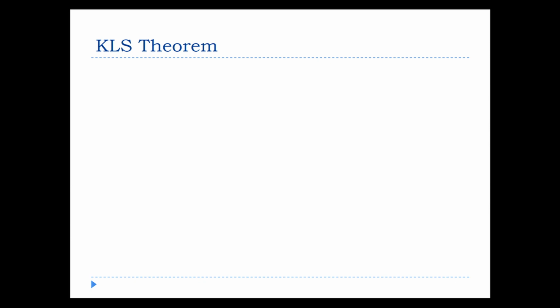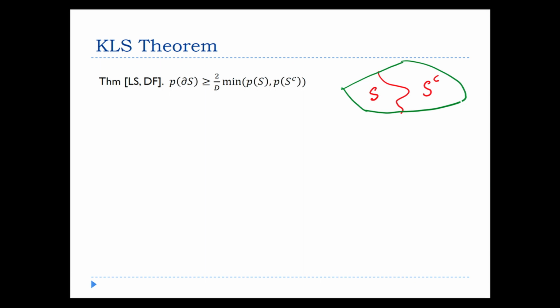So the theorem that Kannan-Lovász and Simonovits proved is the following. Take a convex domain in Rn and a log concave function, look at a subset, and they said that the measure of the boundary is at least 2 over the diameter times the smaller of the two. Actually, this was earlier. This was by Lovász-Simonovits and Dyer and Frieze. And in fact, this is a special case, up to that particular constant, of isoperimetry in Riemannian manifolds with non-negative curvature or bounds on the curvature.